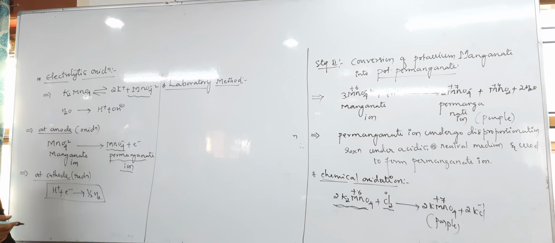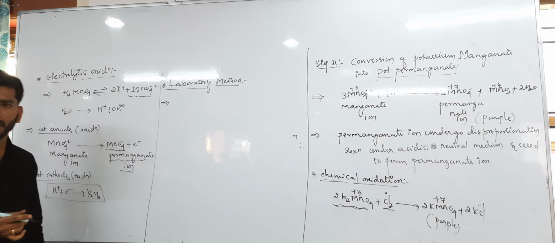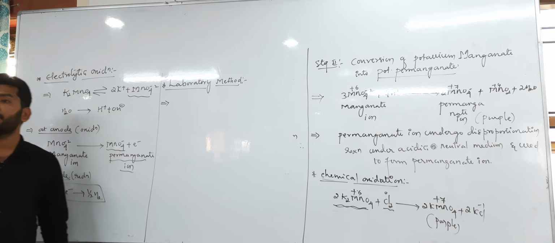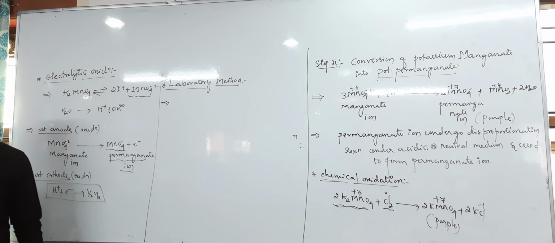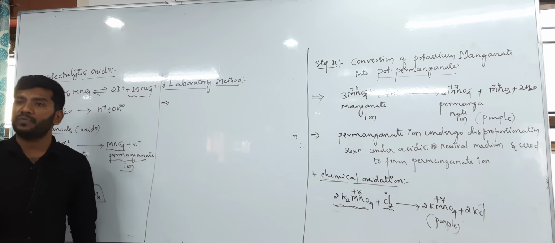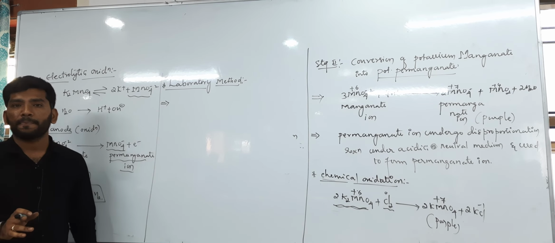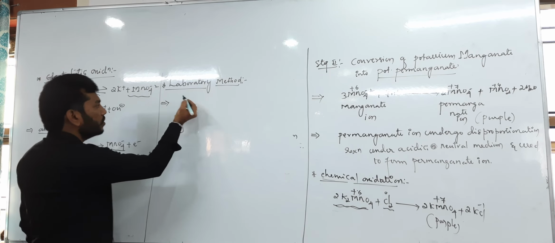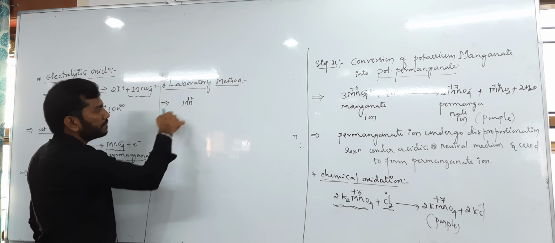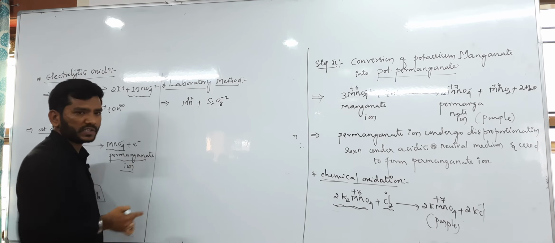Suppose I prepare it by the laboratory method. See here, what happens is the reaction of persulfate with Mn2+ ion salts. If persulfate compounds react with Mn2+ ion salts, definitely you are going to get the permanganate ion, guys. Look over here. If you have Mn2+ ion, which reacts with persulfate ion.